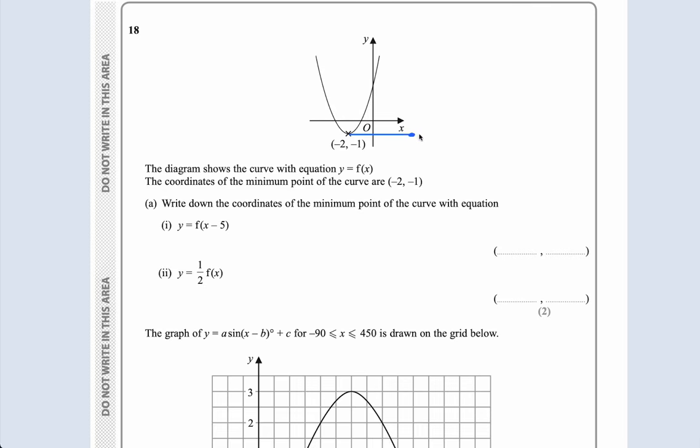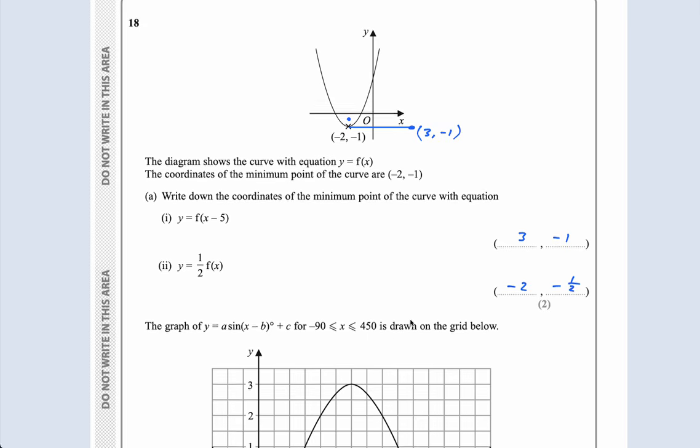And what's this point then? Well, minus 2 plus 5 is 3, and the minus 1 stays the same because we're not moving it up or down. So it's (3, -1). Next, y equals a half f(x). What does the half outside the f(x) do? It multiplies the y coordinates by a half. So the x coordinate stays the same, and the y coordinate gets halved. So it goes to here, which would be (-2, -1/2), half of negative 1.